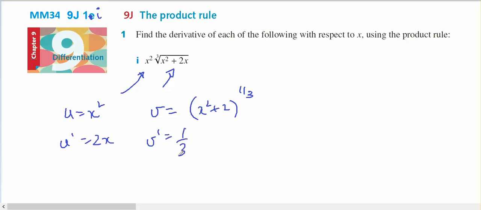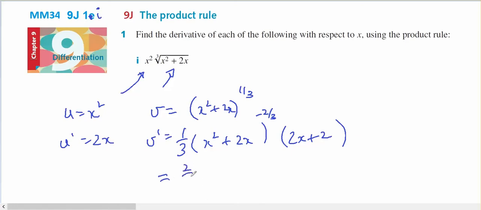So I've got 1/3 times (x squared plus 2x) to the 1/3 minus 1, which is minus 2/3. And then the derivative of the inside is 2x plus 2. And I can see I've got a common factor there of a 2. So I'm going to rewrite that as 2/3 (x squared plus 2x) to the minus 2/3, and then that gives me x plus 1. So taking out the common factor of the 2.